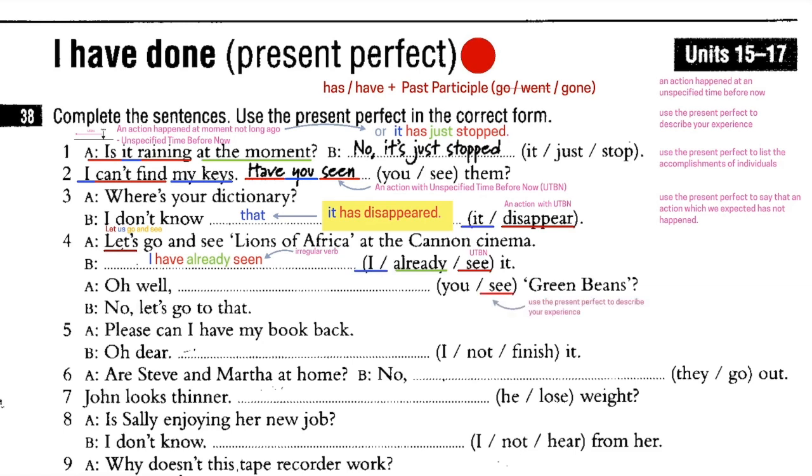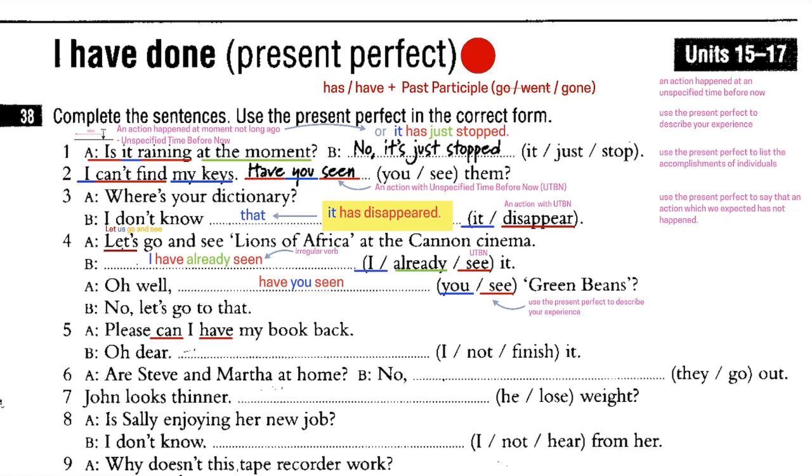Alright, the other part of the answer, "see". What is it? These actions use the present perfect to describe your experience. What experience? Seeing green bins. And also the subject "you" is telling us we should use have. So the answer for this question will be, oh well, "Have you seen green bins?" Very nice.